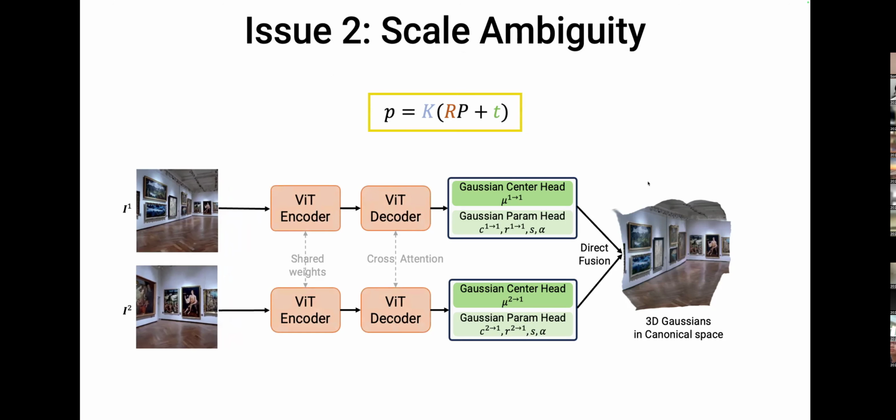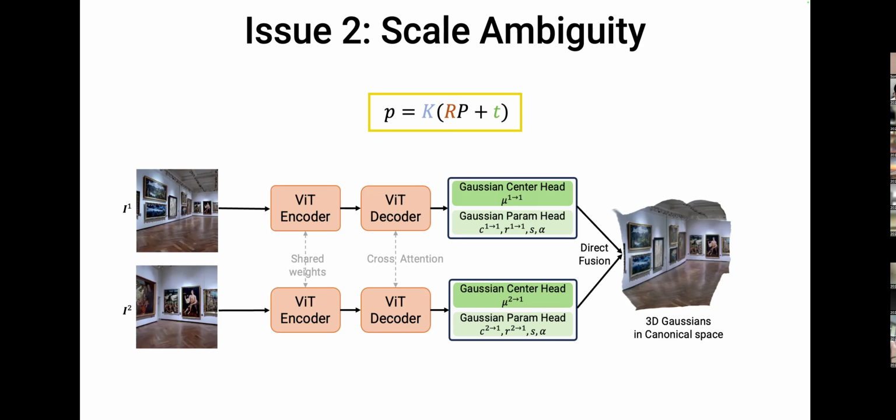Then there's another issue, which is scale ambiguity. If you look at the projection equation, you have 3D points, the intrinsic parameters, and the rotation and translation matrix, and you use them to project to the 2D plane to get the pixel. But there's an inherent ambiguity here. Different combinations of intrinsics and extrinsics can lead to the same pixel. That's an issue, right? This leads to the so-called scale ambiguity.